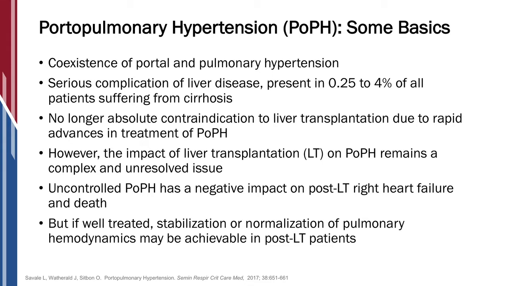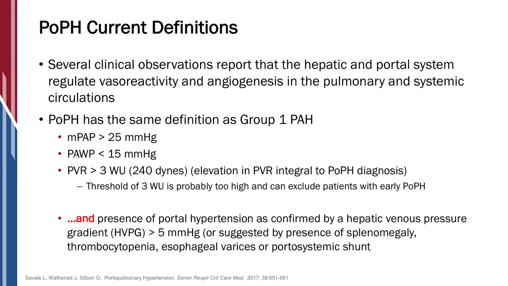The criteria for this condition, just as with all other forms of PAH, is a mean pulmonary artery pressure of more than 25, and the pressure cannot be originating from the left side of the heart, meaning the left-sided filling pressure, or wedge pressure, is equal to or less than 15, with a high resistance in the circuit, meaning a pulmonary vascular resistance, or PVR, of greater than 250. We calculate that by taking the mean pulmonary artery pressure, subtracting the wedge pressure, and dividing that by the cardiac output.